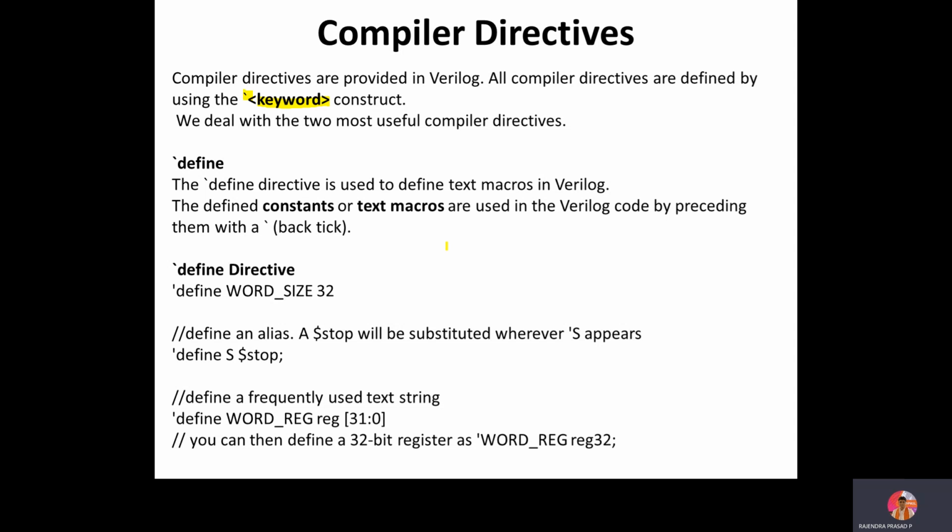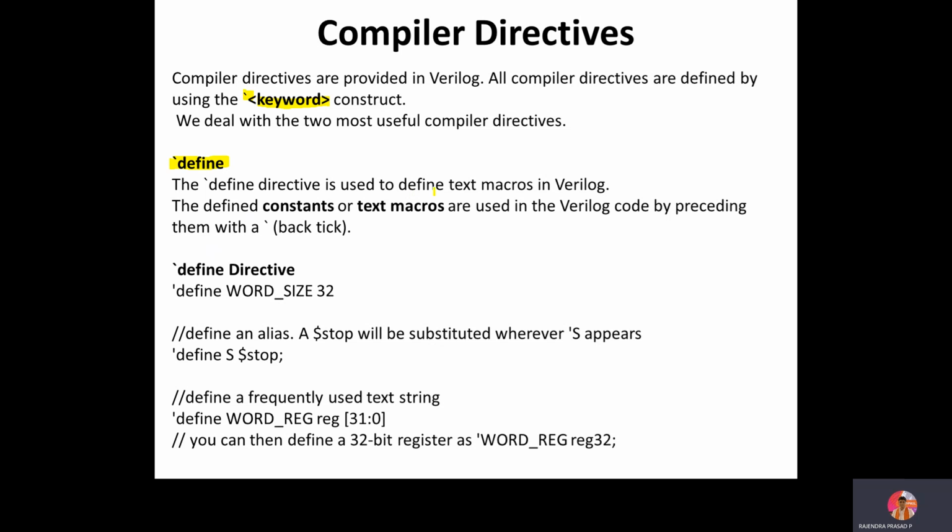Here are the two most useful compiler directives we are going to use. One is `define and one is `include. With `define, in my program I want to define some particular value. Suppose pi equal to 3.142, that I want to define. I can define a register value of a given length, so that you can utilize these defined values. You have to use the backtick followed by the define keyword, and it will do the defining of those things.